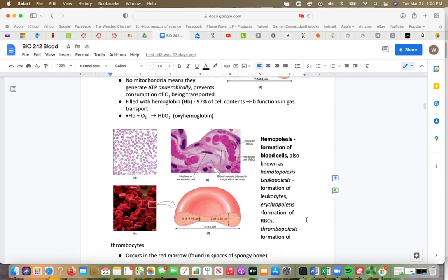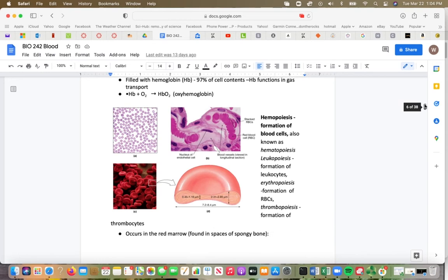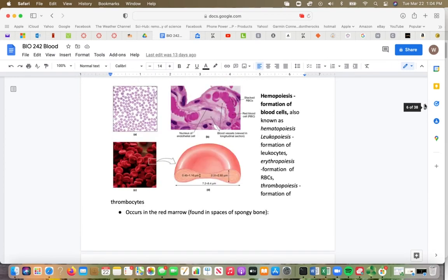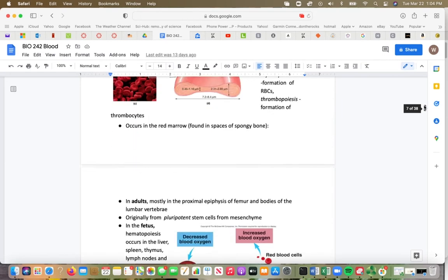So the formation of blood cells, or hematopoiesis, is important. Leukopoiesis is specifically to make leukocytes, erythropoiesis specifically to make red blood cells, and thrombopoiesis is specifically for making the thrombocytes. This does occur in the red marrow, which is in the spongy spaces of your compact bone, or in the spongy spaces on the ends of your bone. So it's going to have compact bone around it, but you will have the spongy bone in the middle with the red marrow.